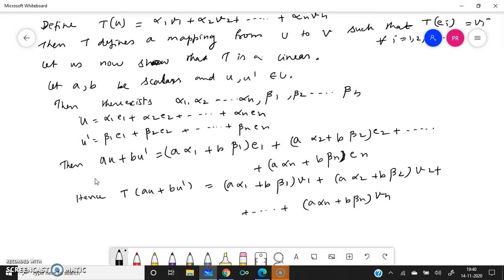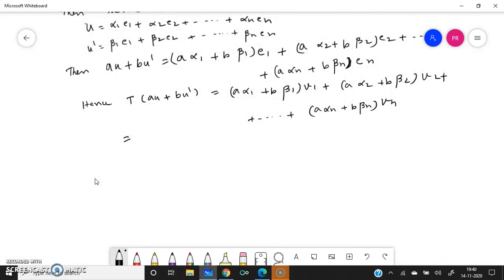This is how we have defined T of u, right? And this can be written as, a can be taken common out. So a times (alpha 1 v1 plus alpha 2 v2 plus and so on plus alpha n vn) plus b times (beta 1 v1 plus beta 2 v2 plus and so on plus beta n vn), right?